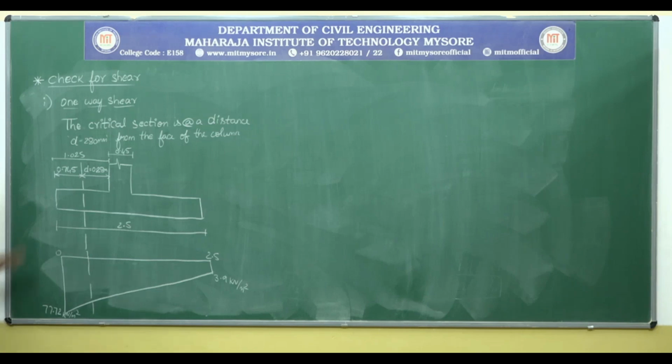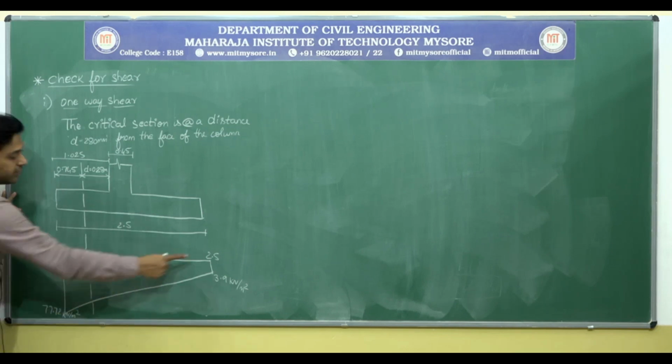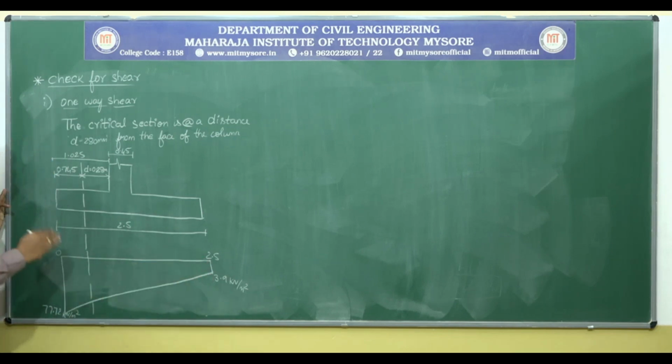So now what I want is, observe here. Whenever it is 0, it is 77.72. Whenever it is 2.5, it is 3.9 kilonewton, and whenever it is 0.75, what is this particular value? Let us calculate it.